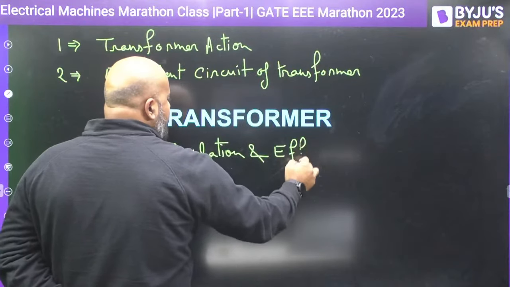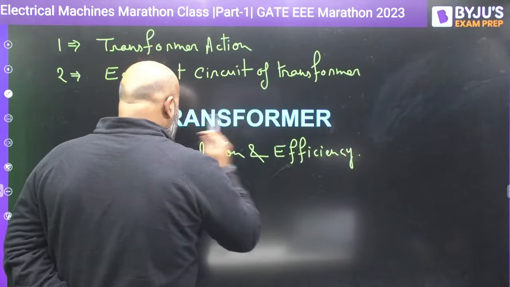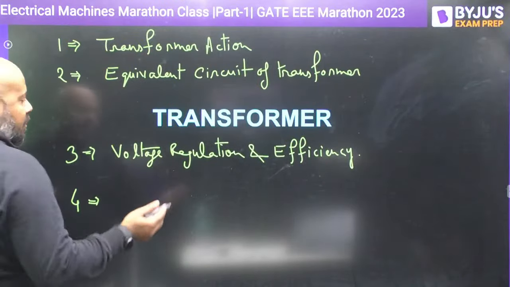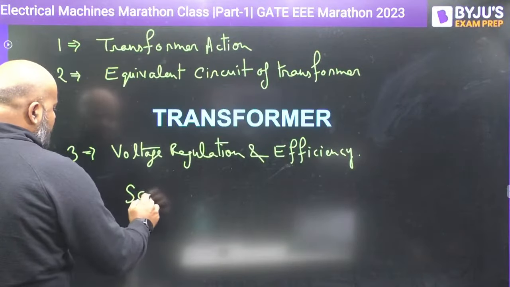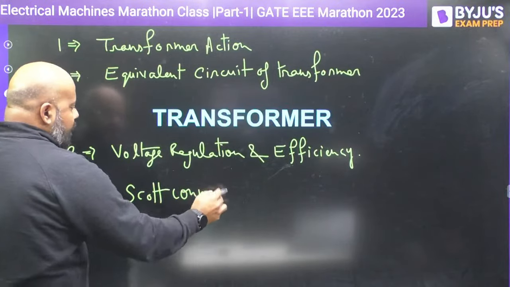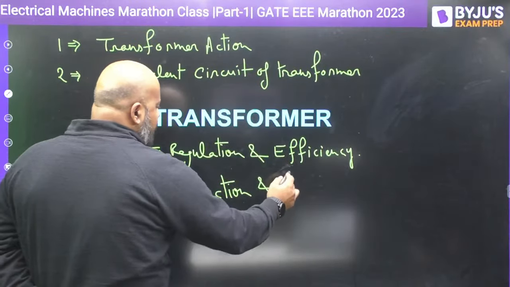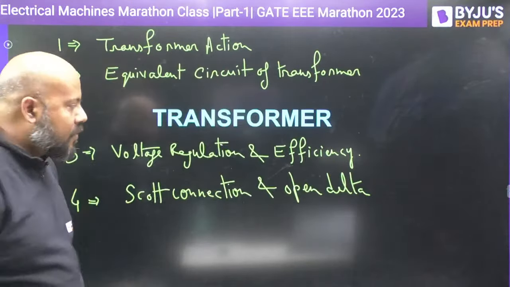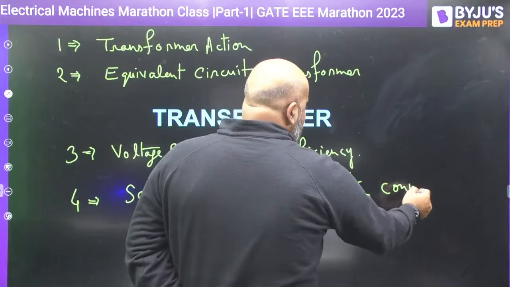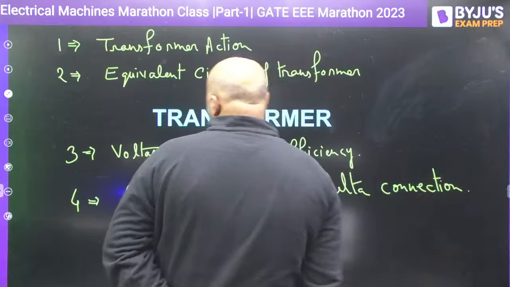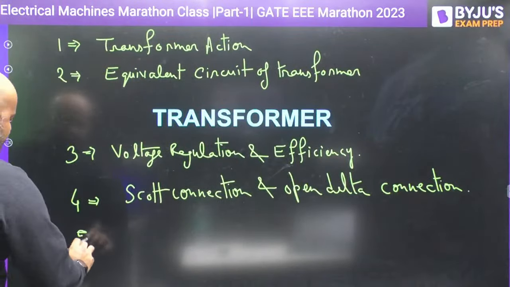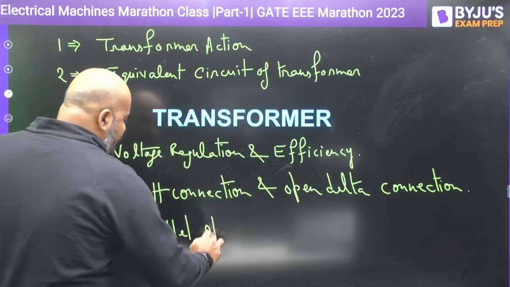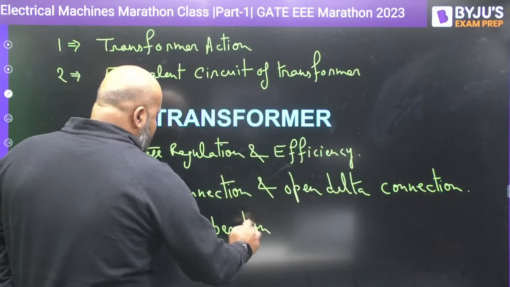and efficiency of the transformer. Then you can get questions on Scott connection and open delta connection, apart from other three-phase connections for three-phase transformers. Okay, open delta connection, you may get a question. This year there is a high possibility for getting a question from these areas. And last but not the least is the parallel operation of transformers. So these are the important areas you must revise.